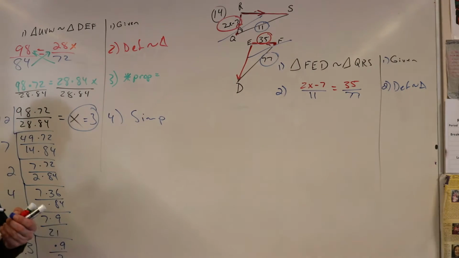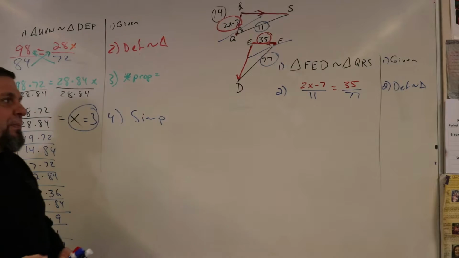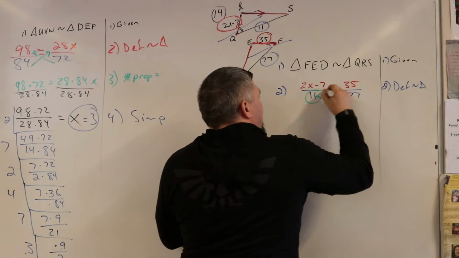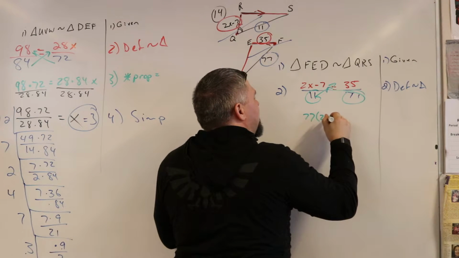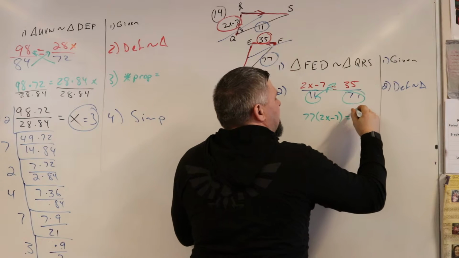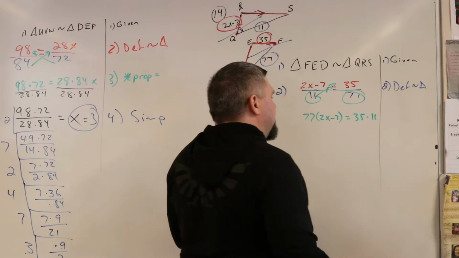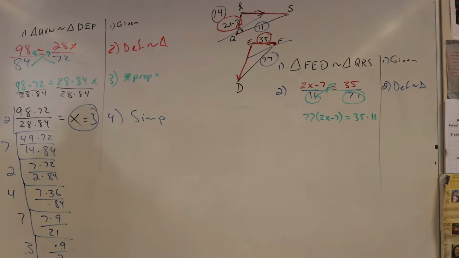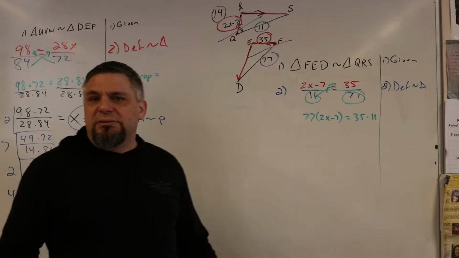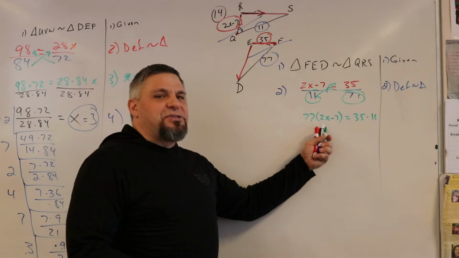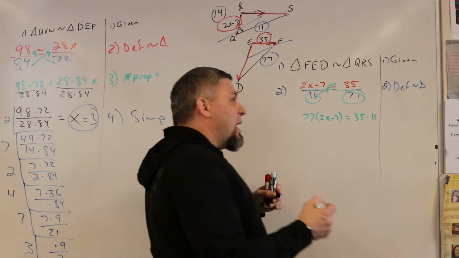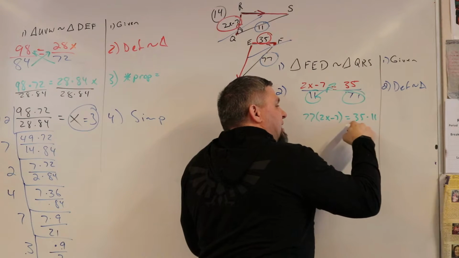Right? And now, what's my first step? Multiplication. Yeah. I'm just going to multiply. So I got 77 times 2x minus 7 equals 35 times 11. Now, this is a little bit more complicated. So in this case, I'm going to actually multiply those numbers out. Does that make sense? It'll get too weird if I don't, because we're doing subtraction. So I'm going to have to do 11 times 35.